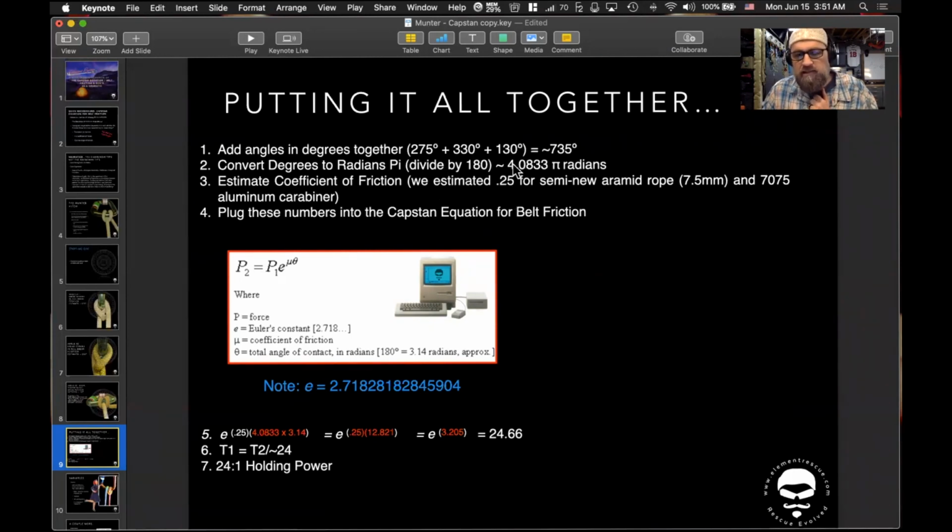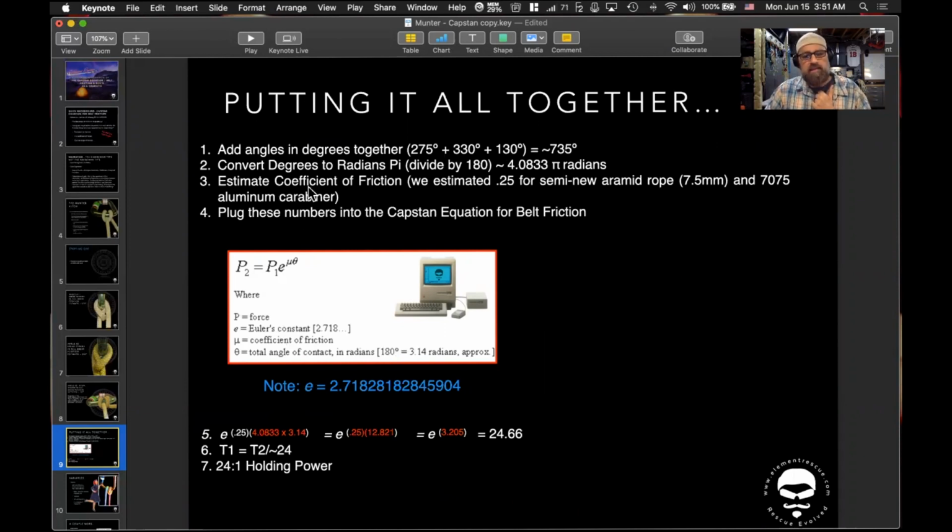When we plug this number into our actual equation down here, we're going to have to take pi out. To do that, we're just going to multiply that by, and we'll round that down to just 3.14. So right there is the first exponent that we have.